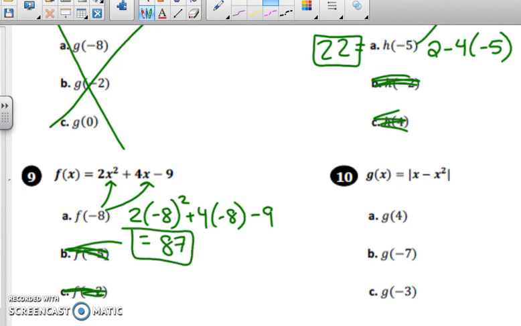Okay. All right, let's take a look at this last one. These little bars right here are called absolute value bars.